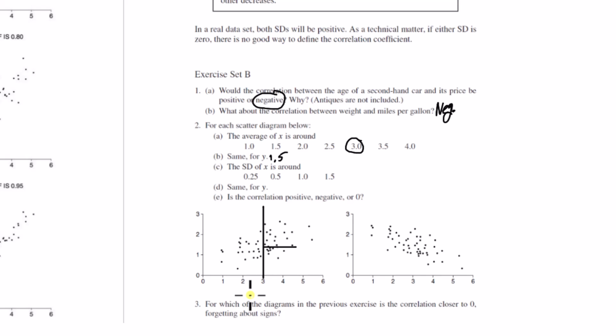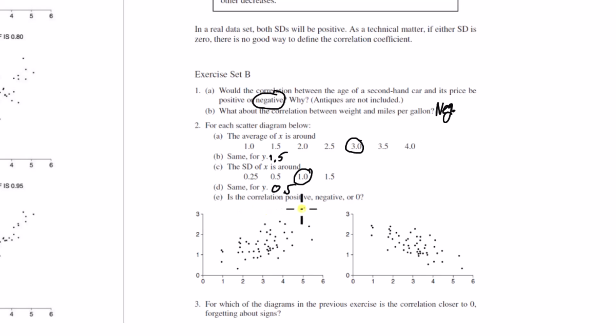Probably 1. You see most data points are right within 1 unit away. This is the biggest cluster here, so 1. And should be the same over here. Yeah. So 1, and now for Y, so goes up to about 2. That's 0.5. Yeah, 0.5.